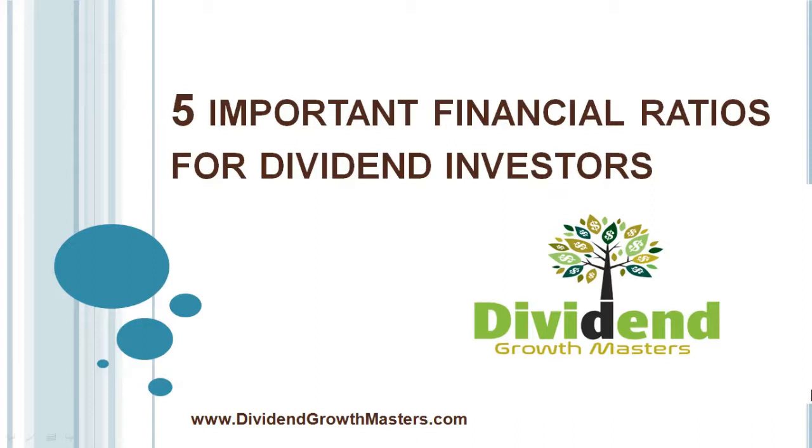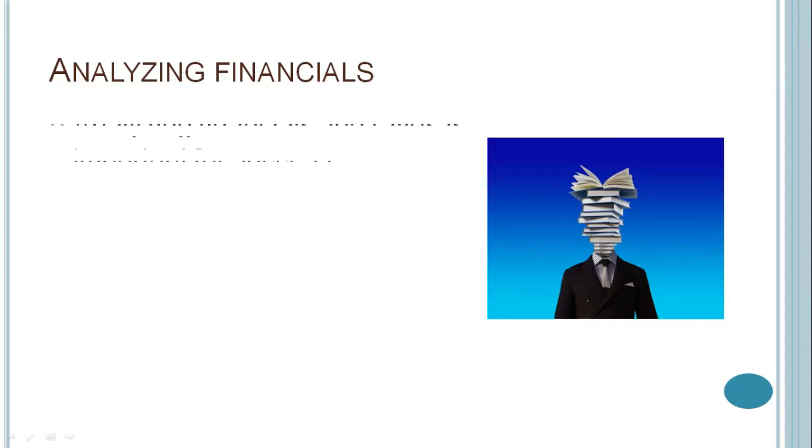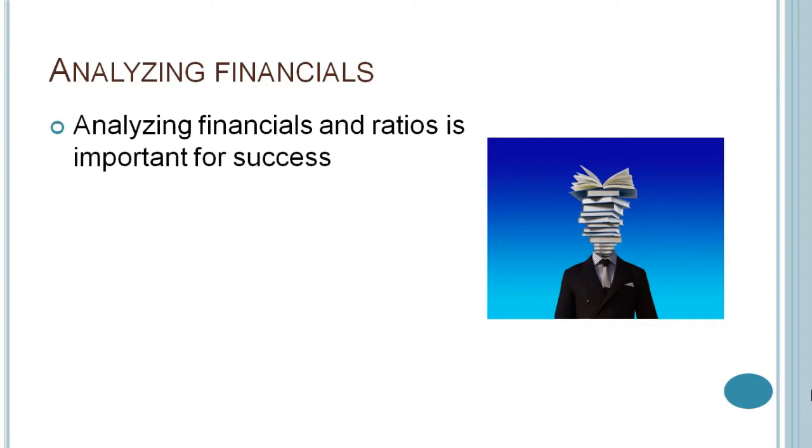So the topic I want to talk about today is 5 important financial ratios that dividend investors should be using to analyze dividend stocks. Now, one of the basic skills needed to succeed as a dividend investor is the ability to analyze financial statements. A lot of people think you need to have some kind of advanced math degree to be a successful investor, but that's not true at all. All you need to do is be able to pass 5th grade math, and you're good to go.